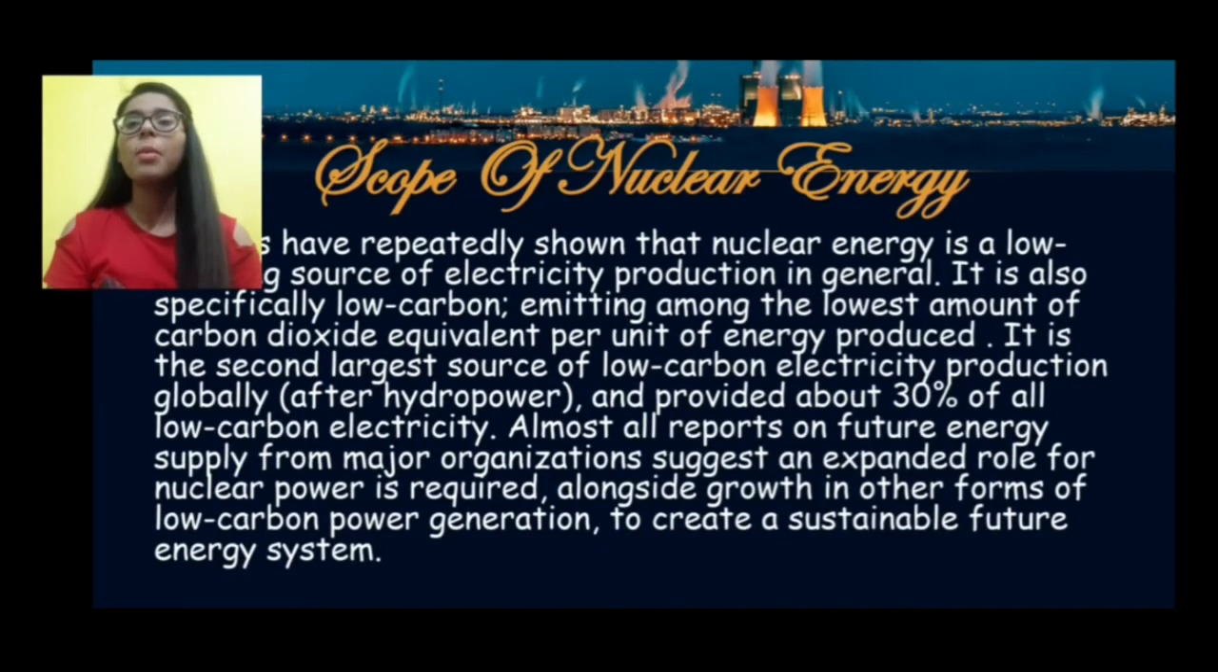Here we will talk about the scope of nuclear energy. Studies have repeatedly shown that nuclear energy is a low emitting source of electricity production in general. It is also low carbon emitting, with a low amount of carbon dioxide equivalent per unit of energy produced. It is the second largest source of low carbon electricity production globally and provides about 30% of all low carbon electricity. Almost all reports on future energy supply from major organizations support an expanded role for nuclear power. Alongside growth in other forms of low carbon power generation, it creates a sustainable future energy system. That's all from my side. Over to you, Sakshi. Thank you.